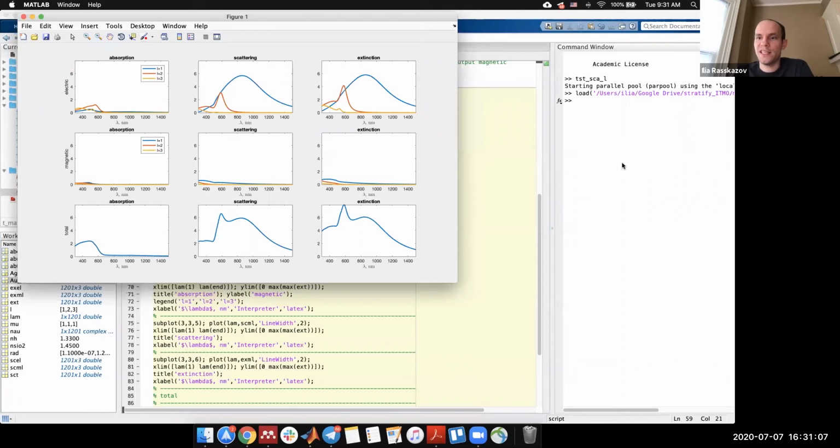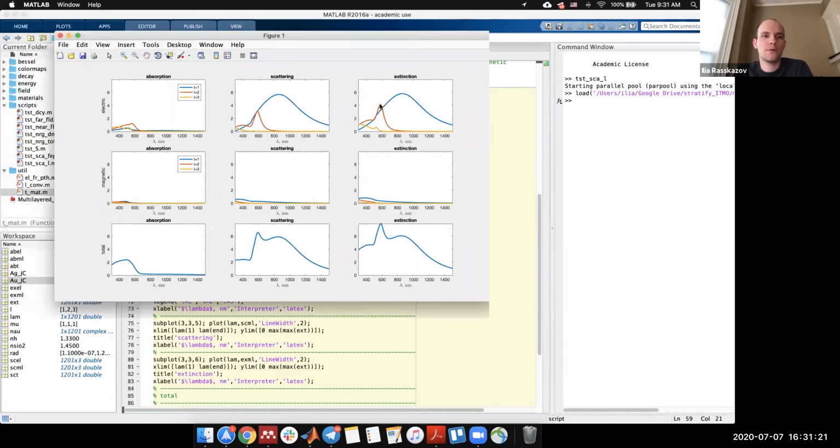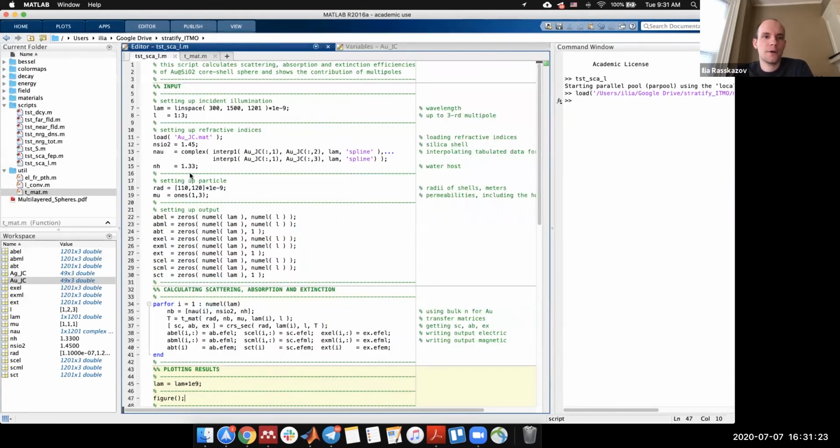Electric for TM, magnetic for TE. So, why is the magnetic contribution low compared to the electric one? Because we have here a gold particle, a plasmonic particle. And essentially, plasmonic particles inherently have a very weak magnetic response.